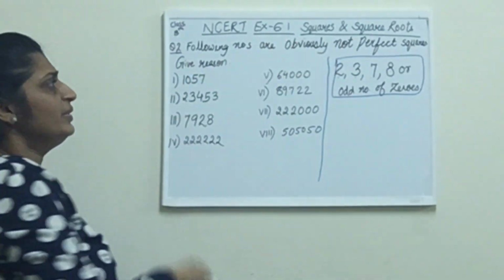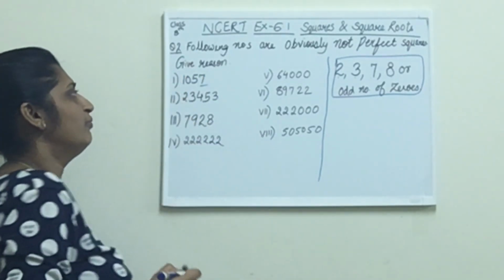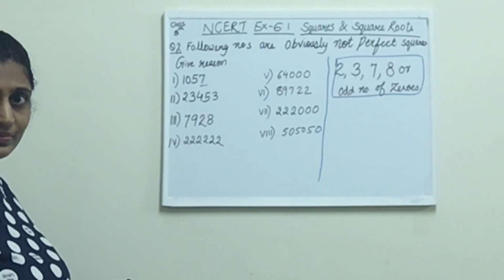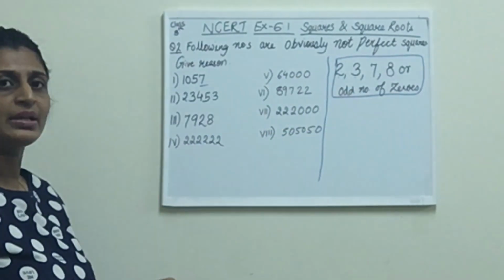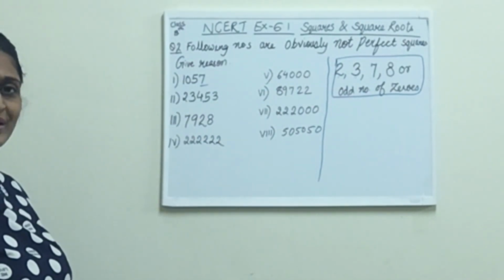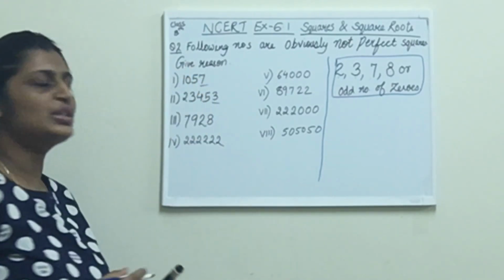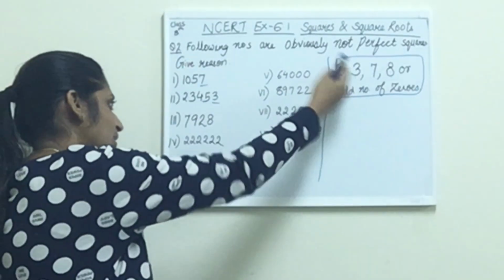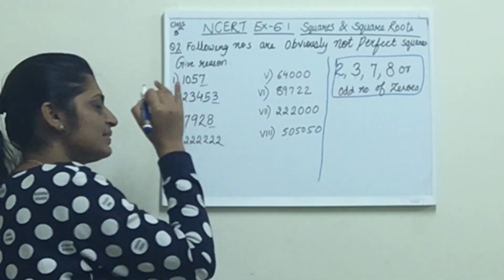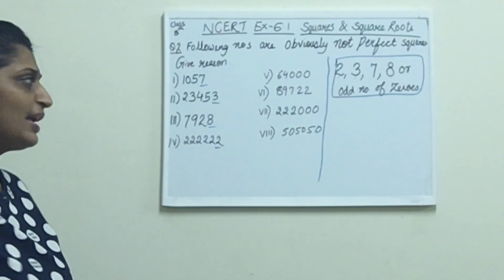So for this question, coming to the first part, the number 1057 ends with 7, right? So we learned the property that it cannot be a perfect square. For the second part, 23,453 ends with 3. As I said earlier, 2, 3, 7, 8 or odd number of zeros. Third is 8, again the same. Fourth is 2, again the same.